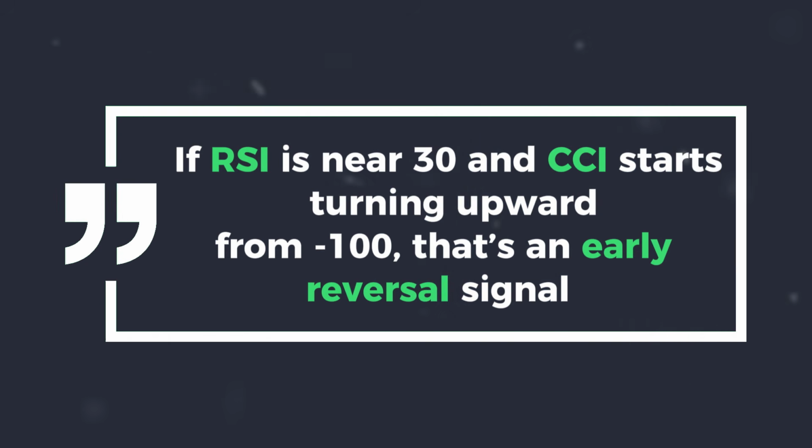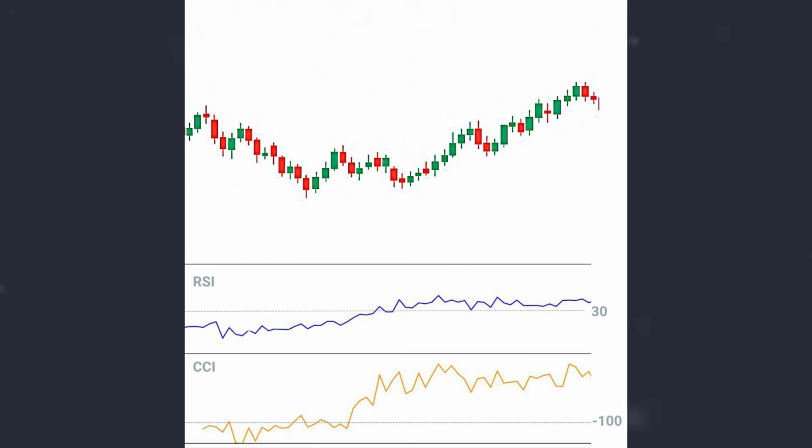Pro tip: if RSI is near 30 and CCI starts turning upward from -100, that's an early reversal signal. Example: this simple RSI and CCI strategy looks for early signs of a bullish reversal on the 1-hour chart. First, RSI drops below 30, entering the oversold zone. Then, CCI curves upward and crosses above the -100 level from below. This upward crossover signals that bearish momentum is fading and that a potential reversal may be starting. Together, they form a reliable early entry setup.